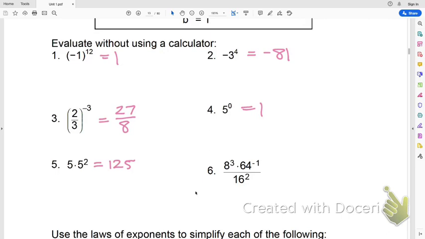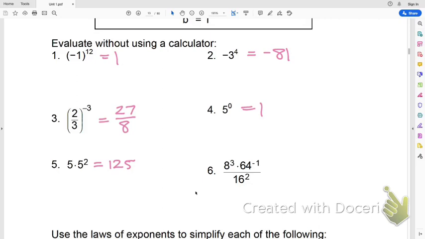And if it's negative to an even exponent, it's always going to be what kind of answer? Positive or negative? Positive, right? So a negative number to an odd exponent will always turn out negative. A negative to an even exponent will always turn out positive.